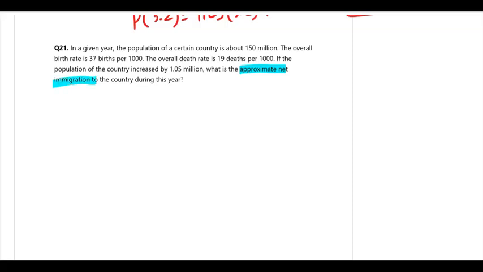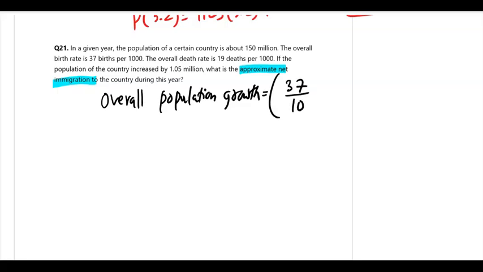So let's find how much the overall population growth is. So overall population growth is going to equal the birth rate, 37 per 1000, minus the death rate, 19 over 1000. This gives you 0.018. So pretty much the overall population growth rate is 1.8%.